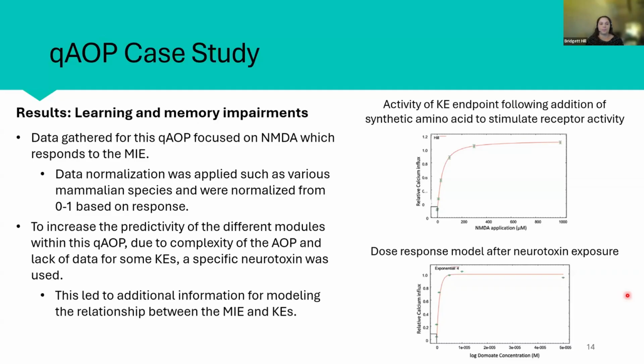And then to increase the predictive capacity of this QAOP, they also found some information related to a known neurotoxin so that they could make associations there. And so the dose response for a synthetic amino acid that they used for the majority of the QAOP development is shown here on the top, and then the dose response model for that specific known neurotoxin is shown on the bottom. And as you can see, the shapes of the curves are kind of similar. Different models were used, but the concentrations vastly differ.